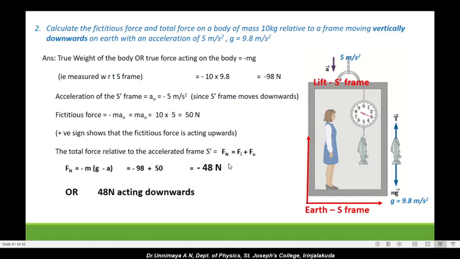Then what is the total force? Total force is equal to Fi plus Fo. Fi is -98 Newton. Fictitious force is 50 Newton. So -98 plus 50, that is -48 Newton. So the total force is acting downwards. So -48 Newton can be represented as 48 Newton acting downwards.